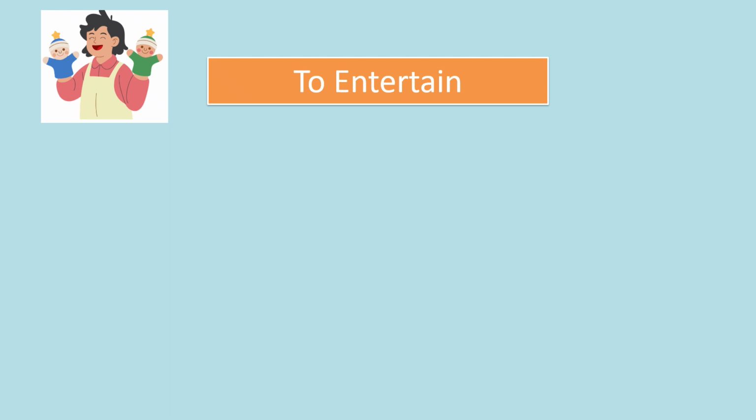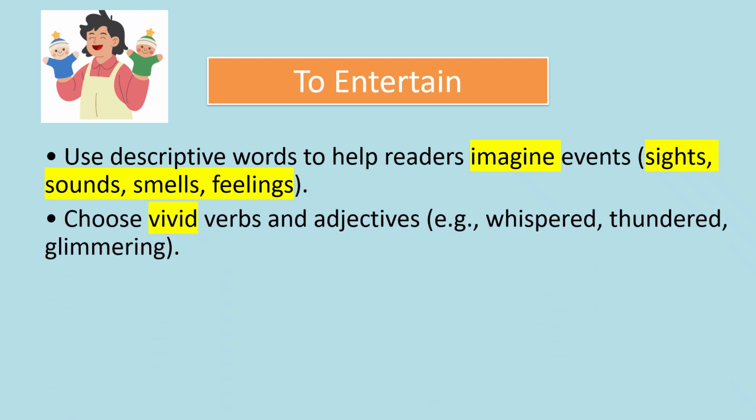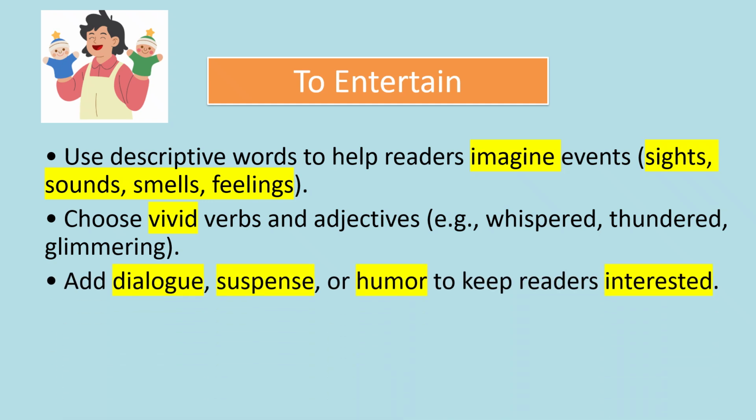The third purpose is to entertain. Authors may use descriptive words to help readers imagine events. They use words to describe sights, sounds, smells, or feelings. They choose vivid verbs and adjectives such as whispered, thundered, glimmering. They may add dialogue, suspense, or humor to keep readers interested.